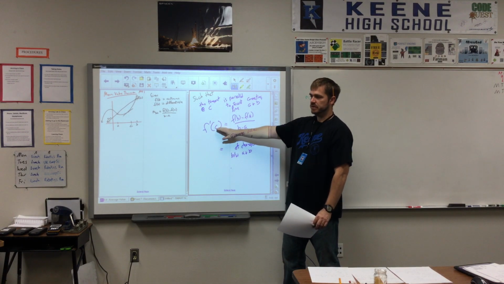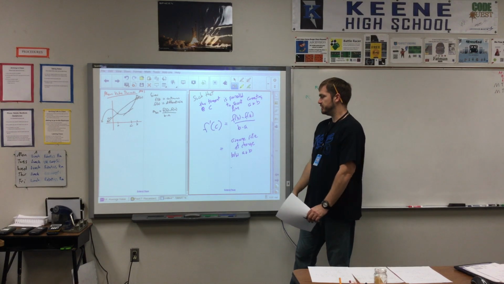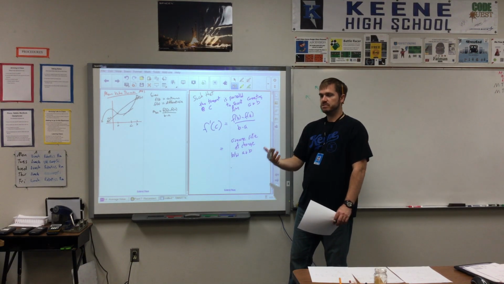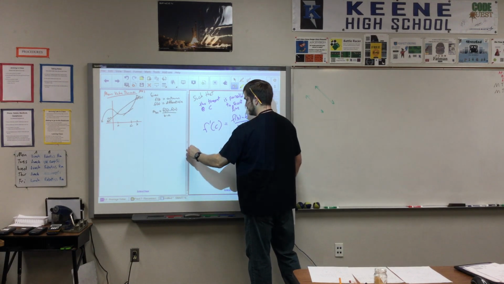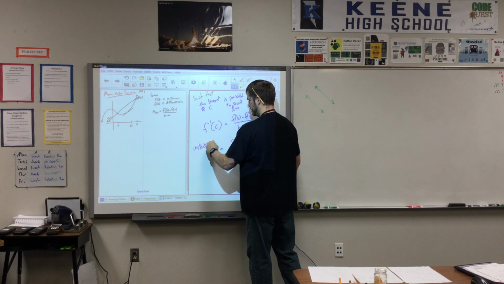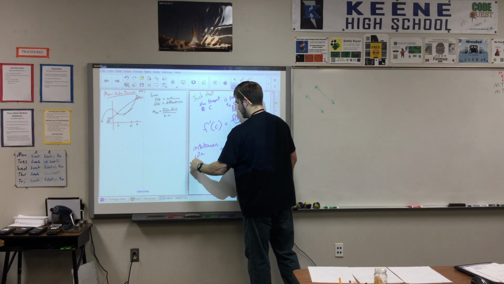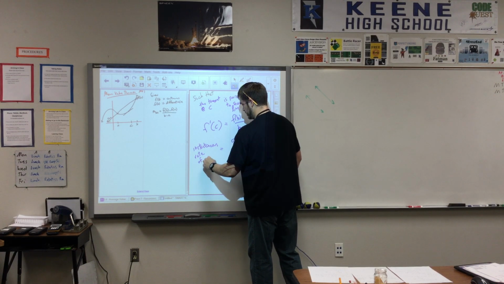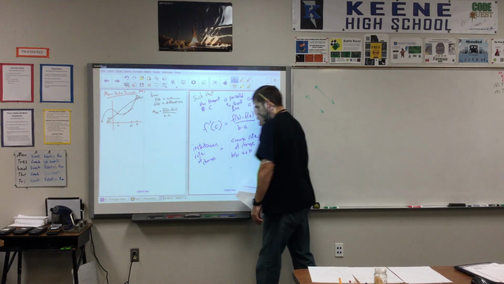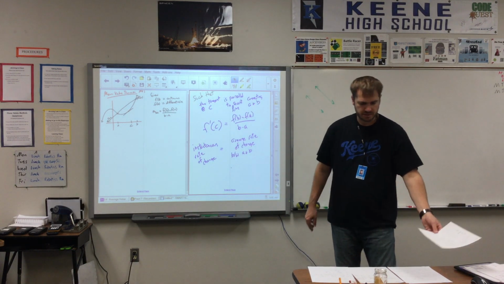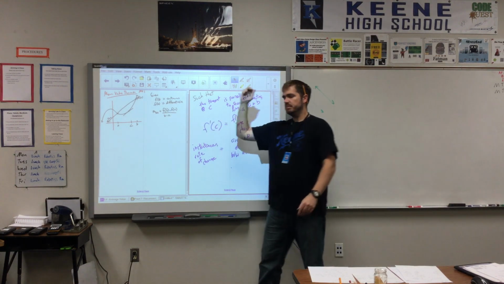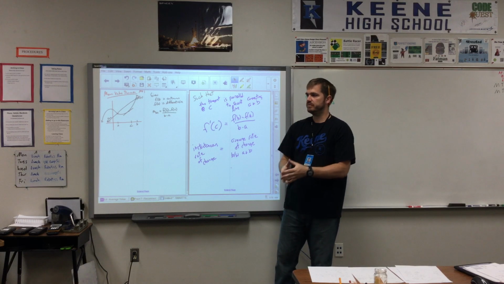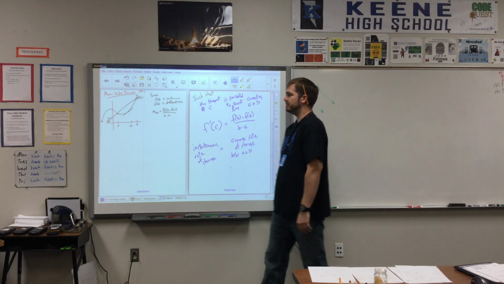And then the derivative, as I mentioned way back when we were dealing with derivatives, is the instantaneous rate of change. How much is it changing just at that moment? Instantaneous rate of change. So the mean value theorem says there must exist a time between A and B, where your instantaneous rate of change is equal to your average rate of change.